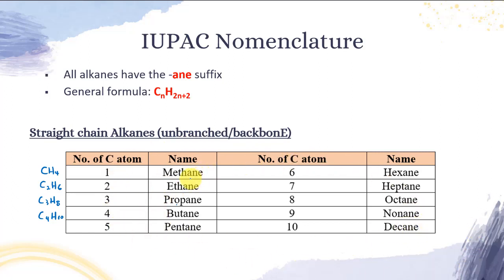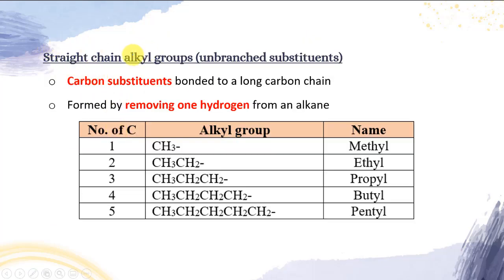You can realize that the parent names of the straight chains all end with -ane. If it is a straight chain alkyl group, that means it is an unbranched substituent. This is the carbon substituent bonded to a long carbon chain, which has had one hydrogen removed from the original alkane. In this example, with only one carbon substituent, instead of CH4, remove one hydrogen, it becomes CH3 as the substituent. The name is called methyl, ending with -yl.